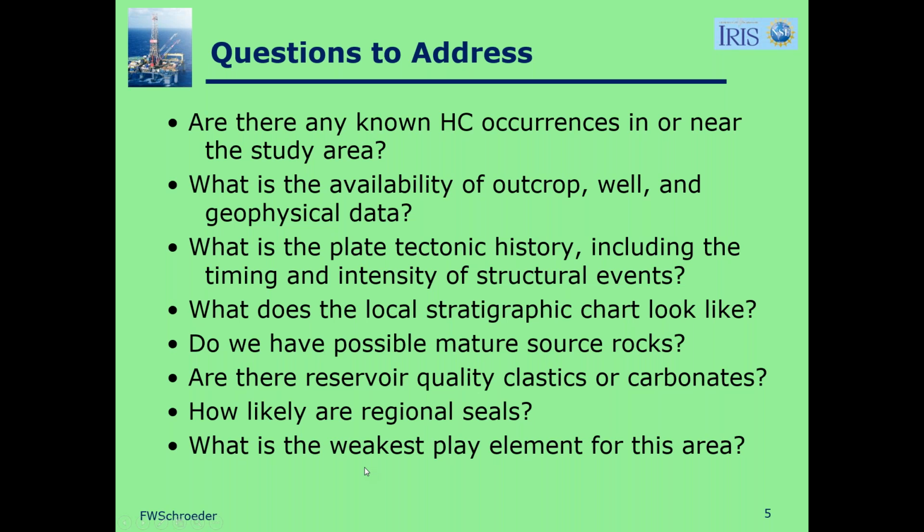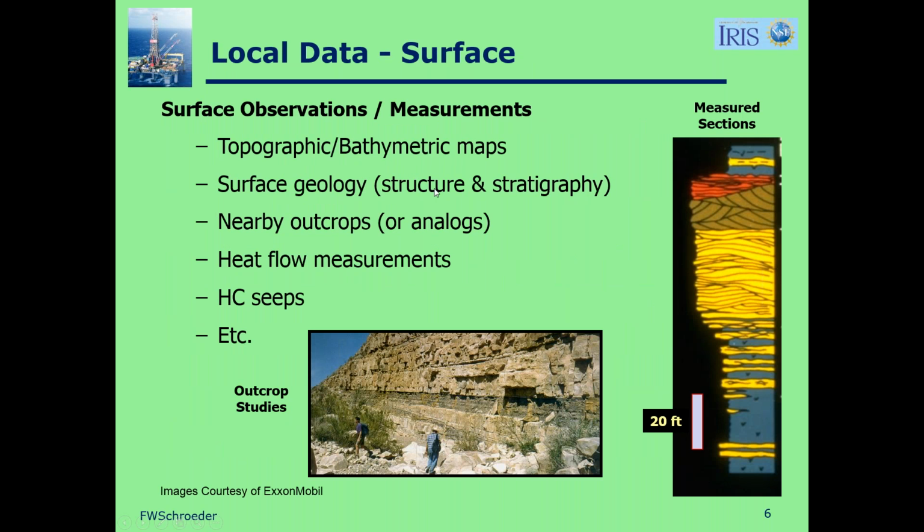an exploration well. For the local data within our study area, whether that's onshore or offshore, we can have certain types of information data that comes from the surface. Onshore, we'd have topographic maps. Offshore, we have bathymetric maps. We may have surface geology showing structure and stratigraphy. A geologic map of a land area would be an example of that type of information. We may have outcrops that are close by, or we may have analogs.